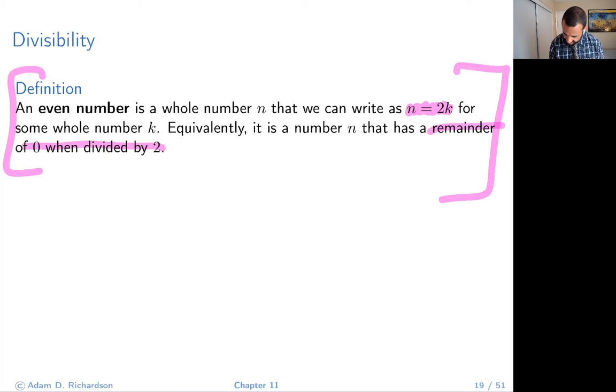But really, this is the kicker right here. Any even number can be written in this form. And that's how you prove that a number is even. You write it in that form. And it's going to seem trivial at first, but let me show you an example.